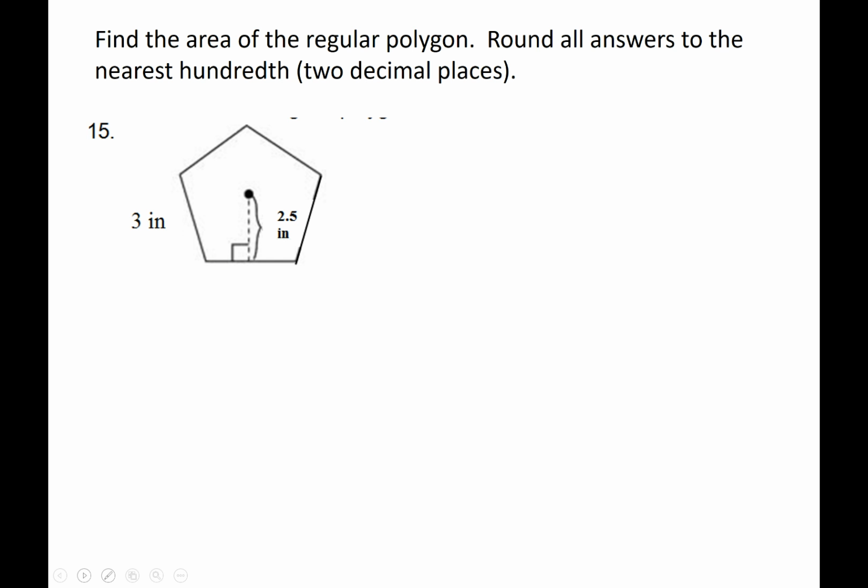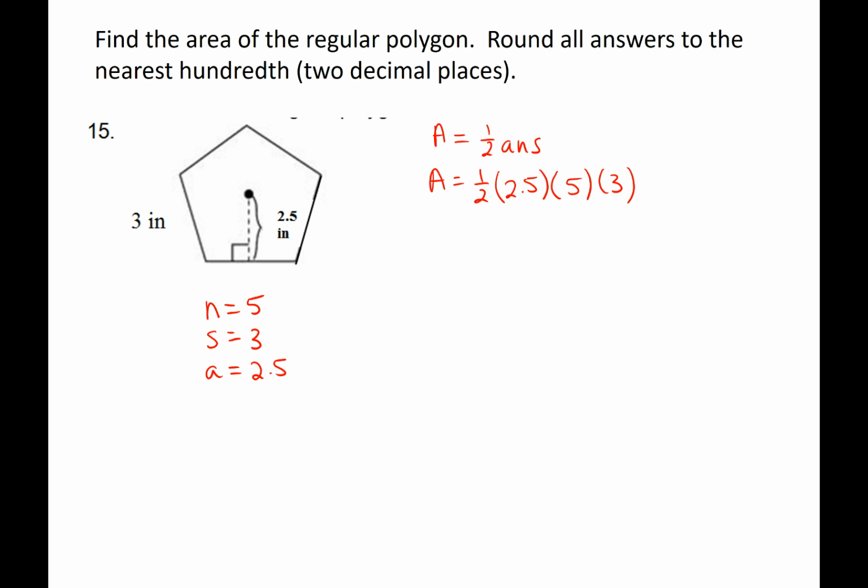On to number 15. This one, find the area of the regular polygon. We are going to use the formula A equals 1/2 ans from your formula sheet. The things that I know are that I have 5 sides. I know the side length is 3, and I also happen to know the apothem is 2.5. With that, I have all the information I need for my formula, so I'm going to plug it in, and I'm going to put that into my calculator.